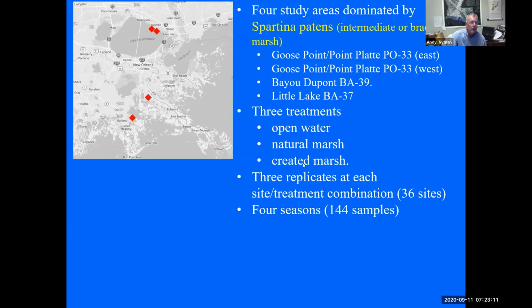And then there's our created marsh. Each of these 4 places has a created marsh in it. At each of the sites, at each of those treatments, we had 3 replicates. So we had 36 sites altogether. We, being Scott Harleman, who collected all these data and processed all the samples and organized the data and just did a great job with the study. He went out there all 4 seasons, all sites. I helped him a few times and we ended up with 144 samples. And what he's collecting out there are fish data. Let me show you.